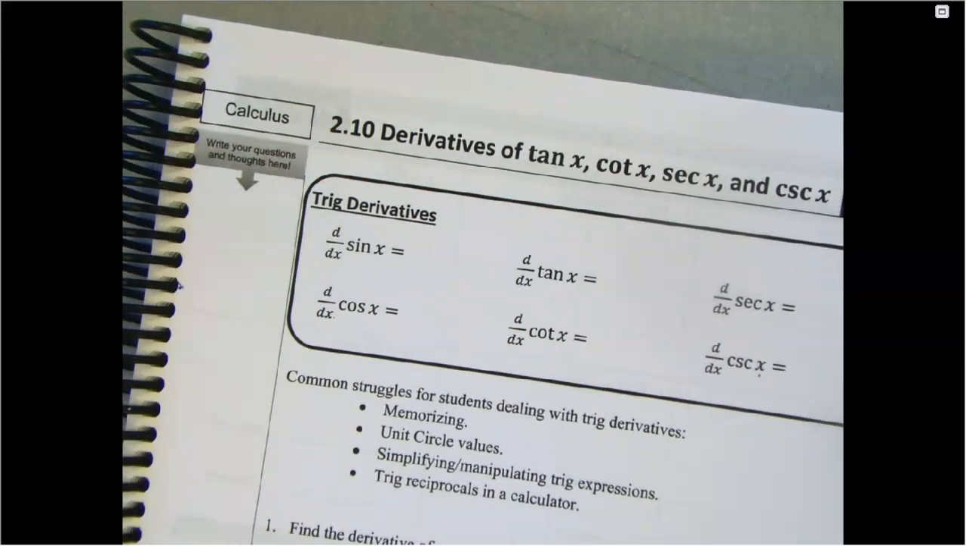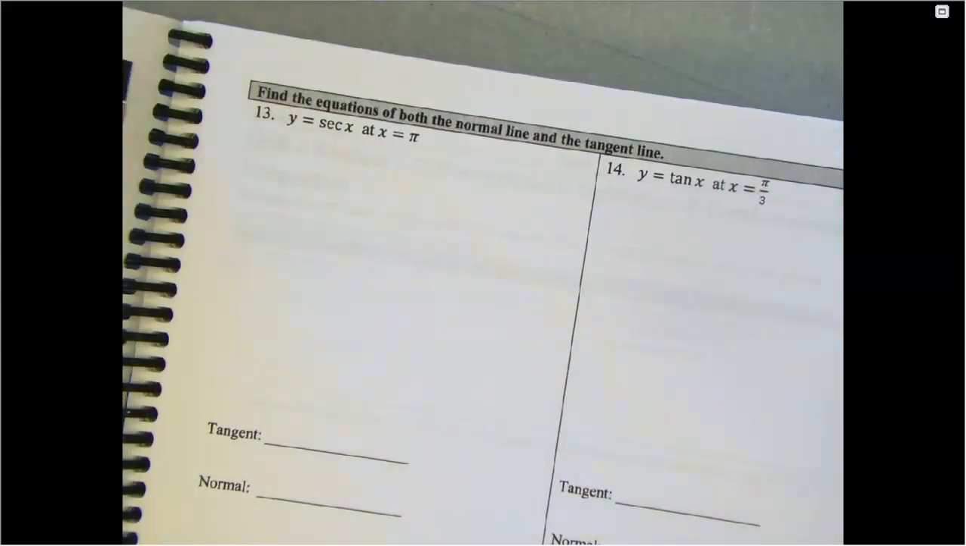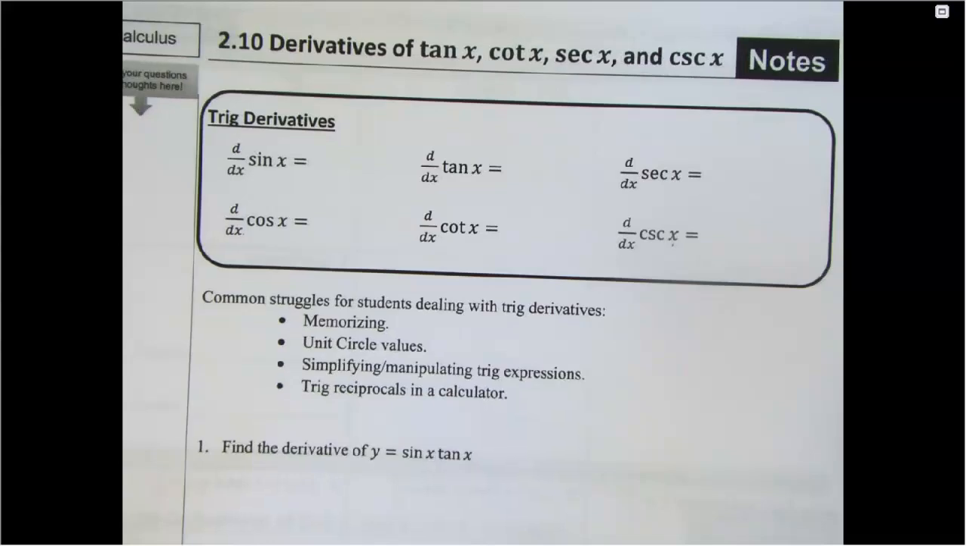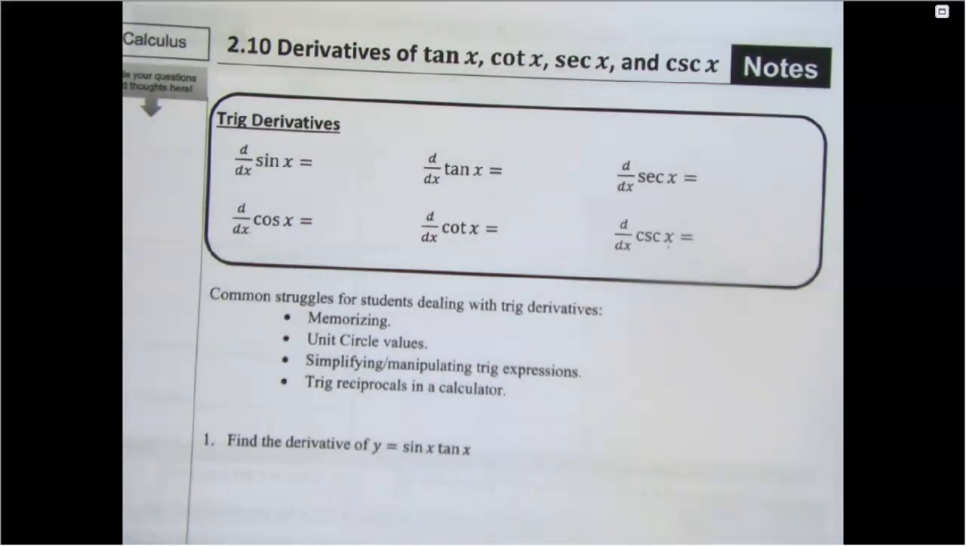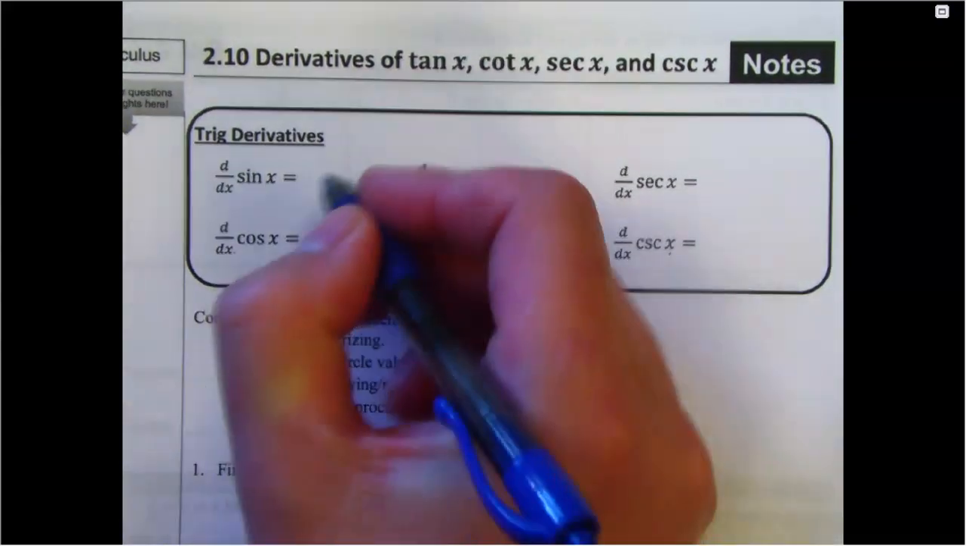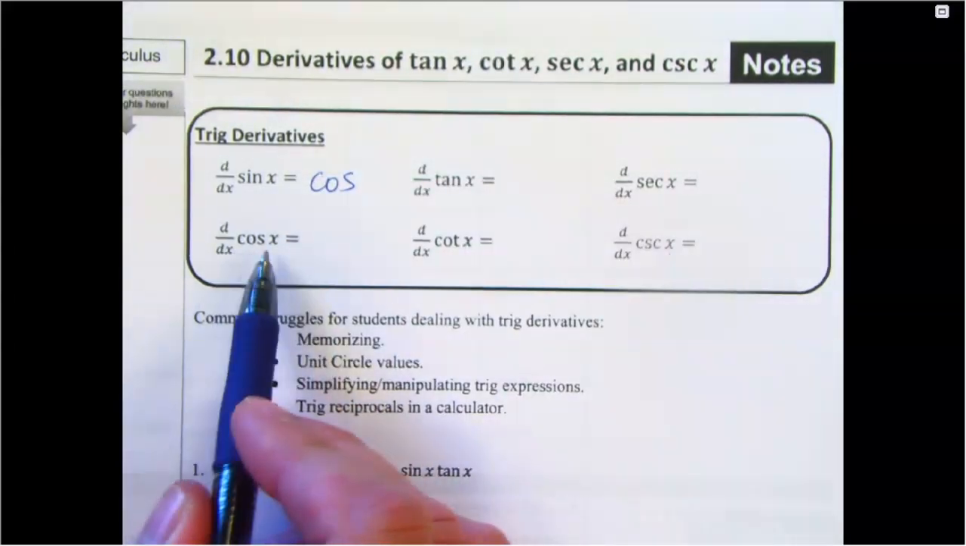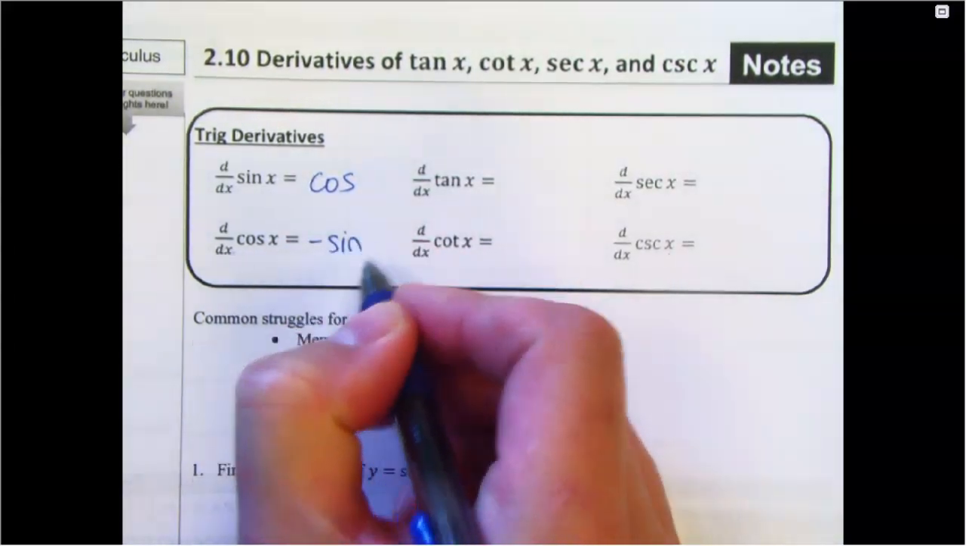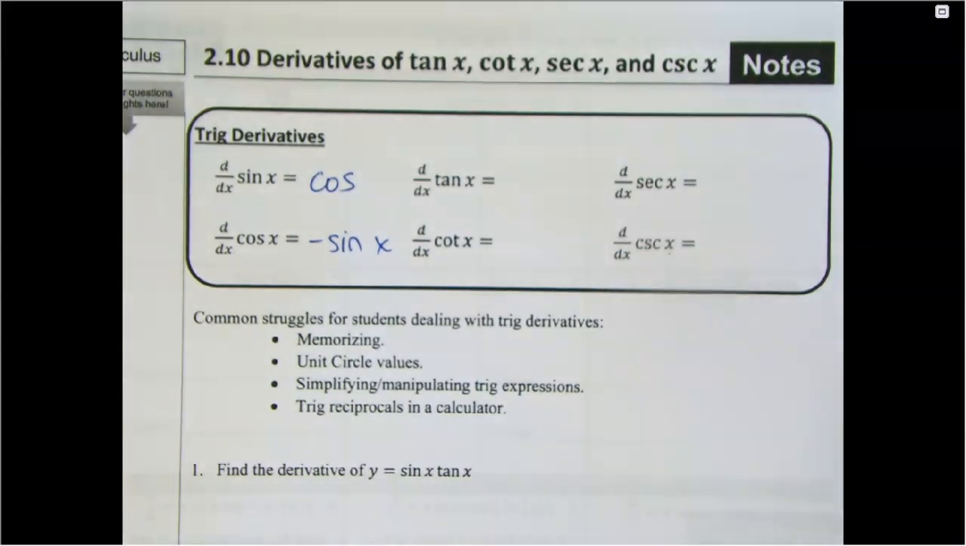Okay, so 2.10, let's just talk through it. So the derivative of sine, do we remember that? Cosine. Remember, if it starts with a c, your derivative is negative, so the derivative of cosine is negative sine.